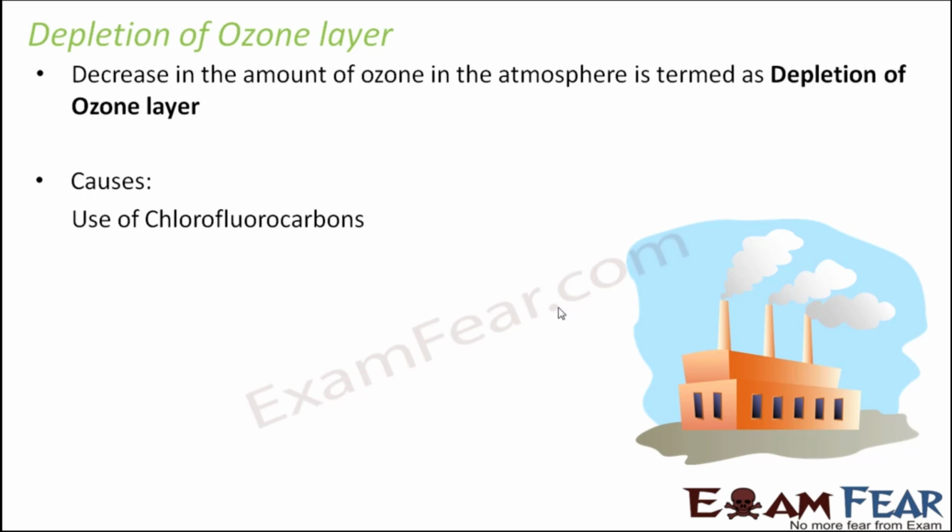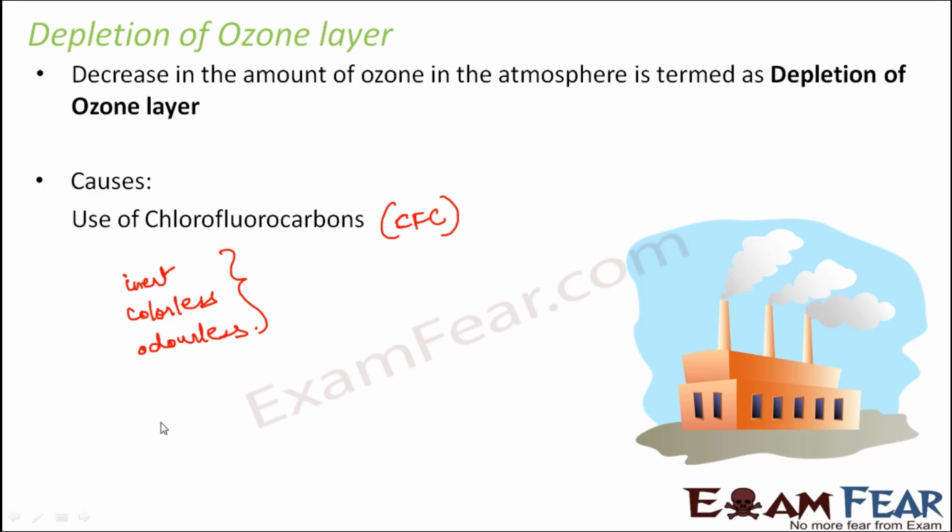Use of chlorofluorocarbons. So what are chlorofluorocarbons? These are often termed CFCs, chlorofluorocarbons. This is an inert, colorless, odorless gas. It is inert, that is, it doesn't react with anything. It is colorless, it is odorless. Therefore, because of these properties, it is very difficult to detect the presence of chlorofluorocarbon because it has no color, no smell, and it doesn't react with any other thing. So you cannot actually identify if it is present in a particular place or not.